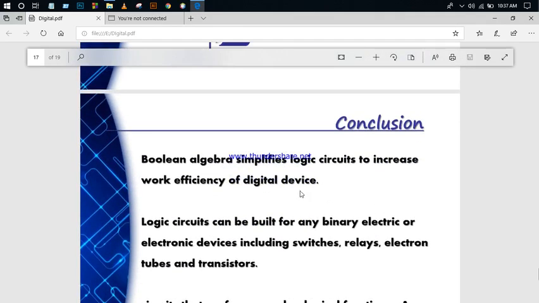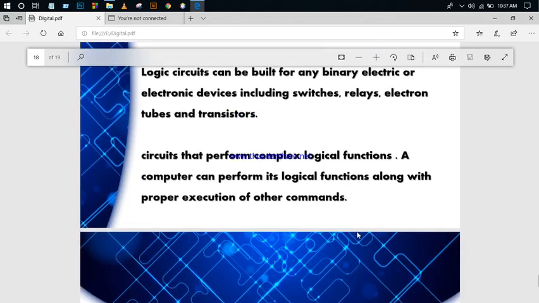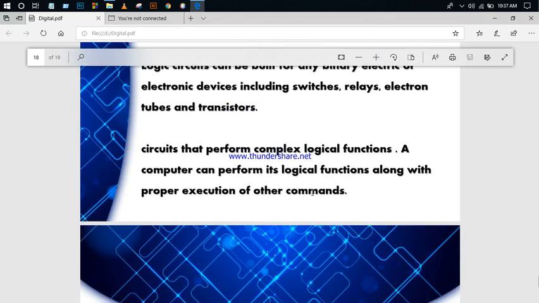Conclusion: Boolean algebra simplifies logic circuits to increase work efficiency on digital devices. Logic circuits can be built for any binary electric or electronic device, including switches, relays, electron tubes, and transistors. Circuits perform complex logical functions. A computer can perform its logical functions along with proper execution of other commands.